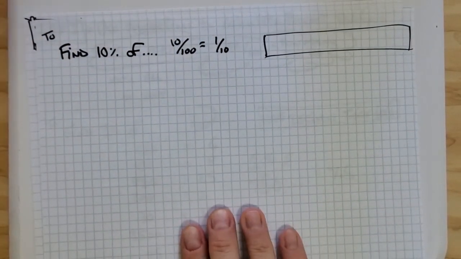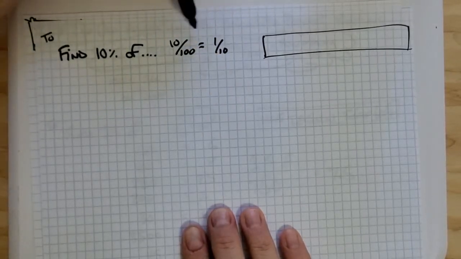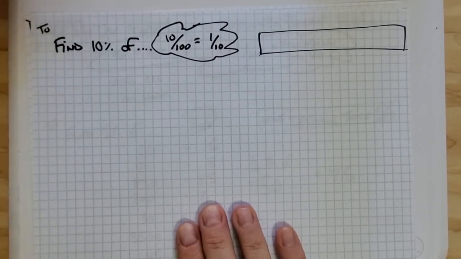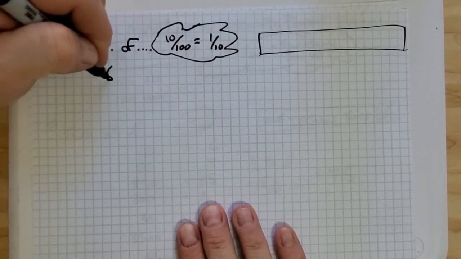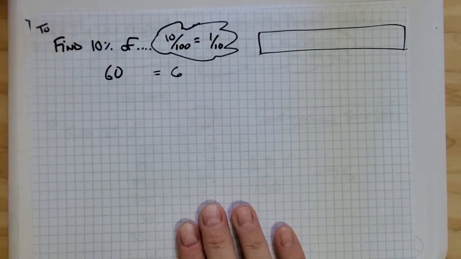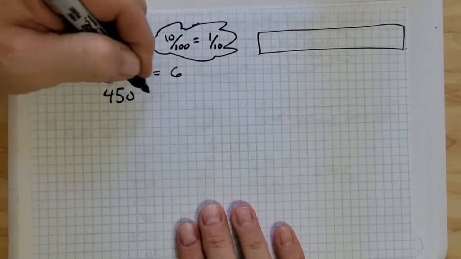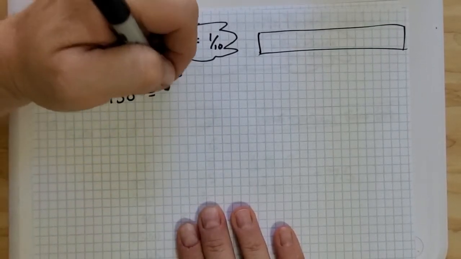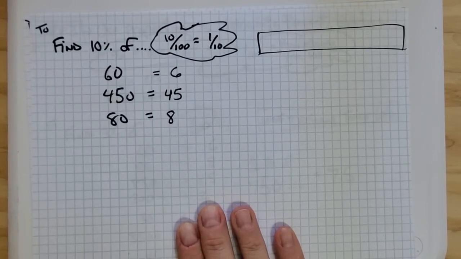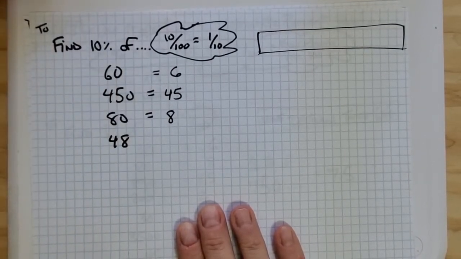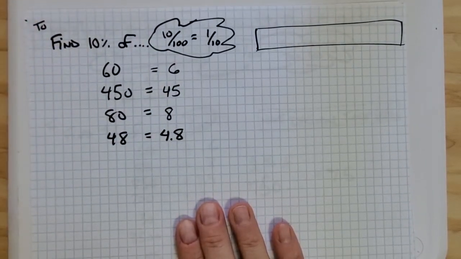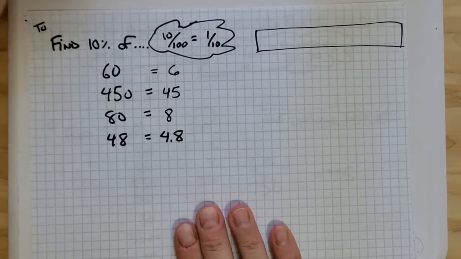Okay, so let's go ahead and do this. You tell me. I'm going to show you 10% of several different values, and I want you to tell me what it is that I am doing. Let's go with 60. 10% of 60 is 6. Let's go with 450. 10% of 450 is 45. 10% of 80, 8. 10% of 48 is going to be, don't say it out loud, don't type it in chat yet. Good, so I'm mentally finding percents rather quickly.